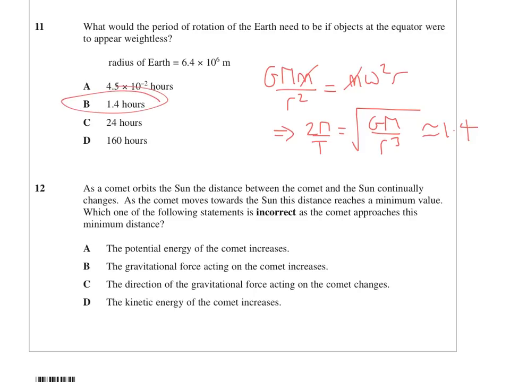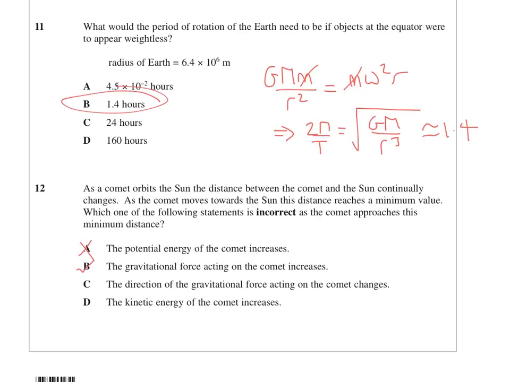As a comet orbits the Sun, the distance between the comet and the Sun continually changes. As the comet moves towards the Sun, this distance reaches a minimum value. Which one of the following statements is incorrect as the comet approaches this minimum distance? So we're looking for the one that's incorrect. Potential energy of the comet increases as it moves towards the Sun. No, that's wrong. The force increases.